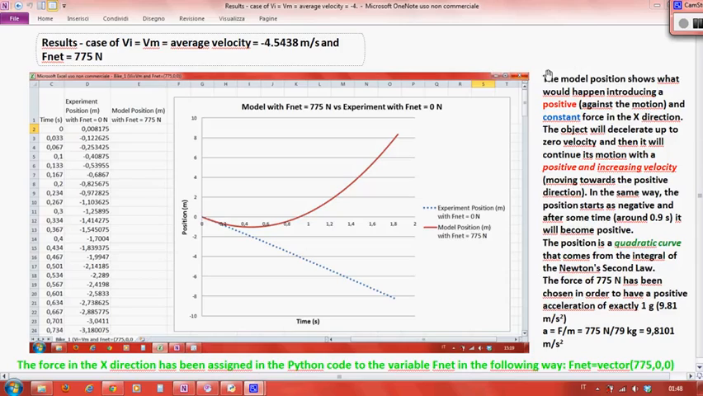You can pause the video so you can read here the description of the motion. The position is a quadratic curve that comes from the integral of Newton's second law. We can see that after about 0.5 seconds, the velocity changes its sign from negative to positive, and also that after 0.9 seconds, the position will start becoming positive.